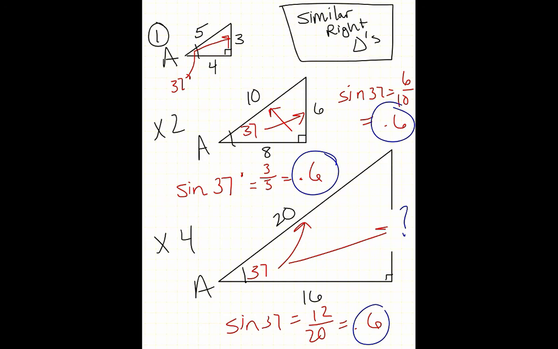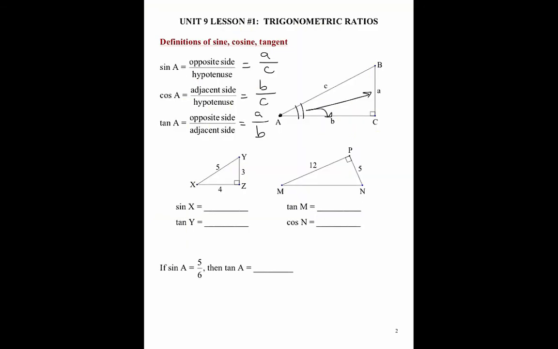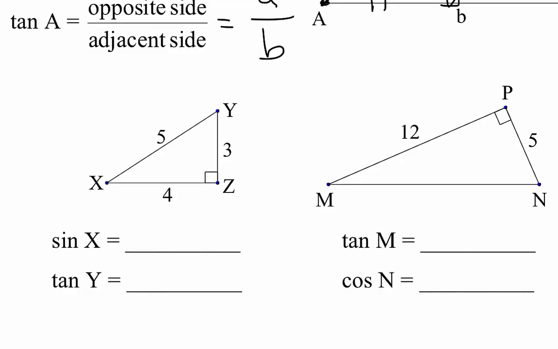So understand, these are just definitions that represent a ratio, but somebody has figured out what the sine, cosine, and tangent of every angle is, and all you have to do is ask your calculator. So first, let's start by just practicing writing the ratios of sine, cosine, and tangent. In this first example, I'm asking you for the sine of x. So I'm looking at angle x.